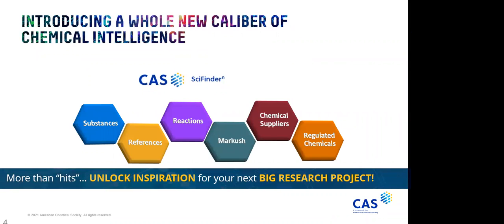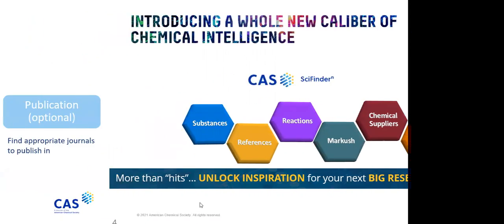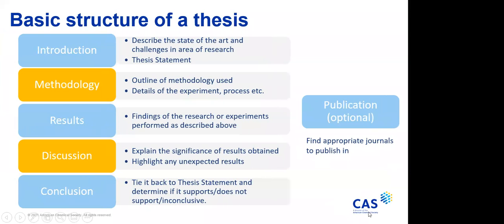Again, like I mentioned, because of the different indexing that we perform, you can do a variety of different types of searches. It could be a substance search, a keyword search for references, or a chemical transformation search. So, lots of different search techniques to suit different types of searching needs. As I've mentioned, today we're going to focus on how to use SciFinder-n to help us with our thesis or report writing.